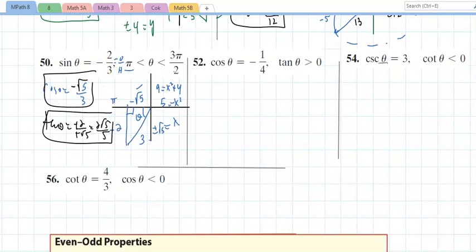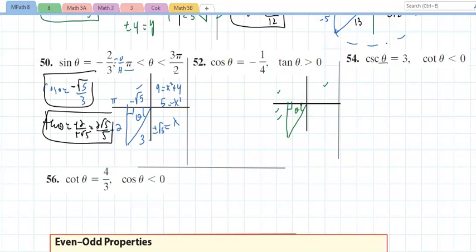And if I get to 52, well, from the information given, cosine is negative. Cosine is the x. It's negative in those two quadrants. Tangent is positive in quadrant 1 and 3. And can you guess which quadrant I'm in? I must be in quadrant 3. That's the only quadrant that satisfies those two cases.